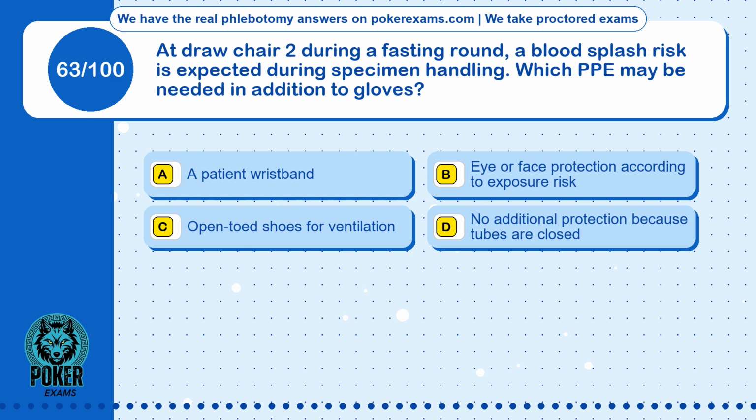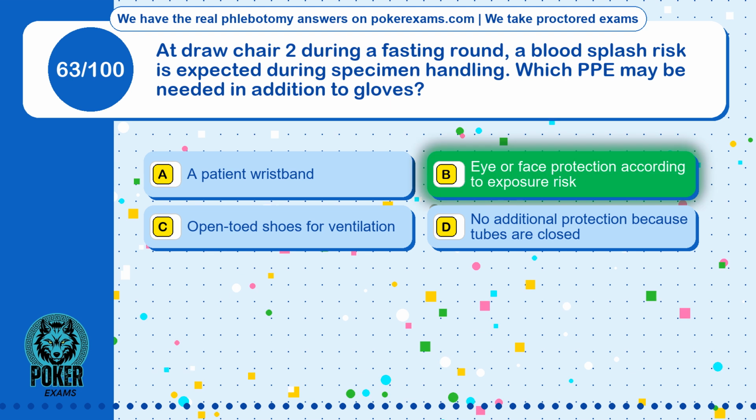Question 63. At draw chair 2 during a fasting round, a blood splash risk is expected during specimen handling. Which PPE may be needed in addition to gloves? Option A. A patient wristband. Option B, eye or face protection according to exposure risk. Option C, open-toed shoes for ventilation. Option D. No additional protection because tubes are closed.